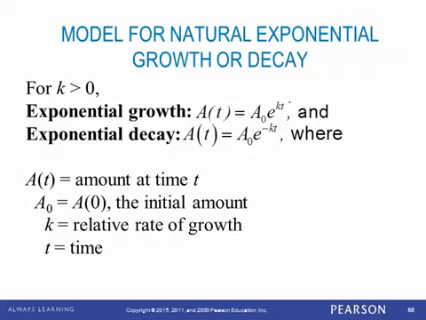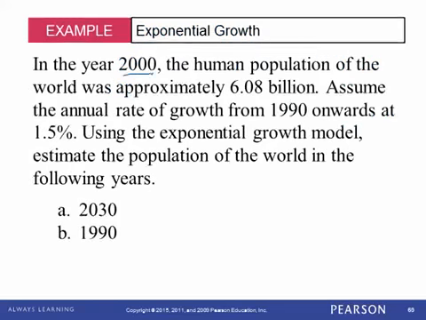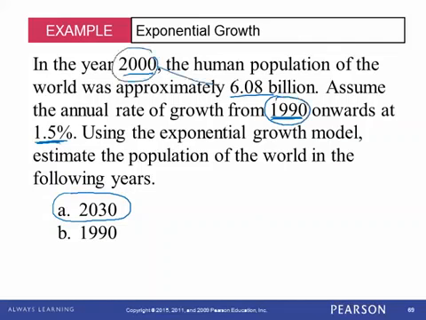Well, I guess we could do just one example from the textbook so we have it here. So in the year 2000, human population of the world was approximately this much. Assume that annual growth rate from 1990 onward was about this much. So using the model, figure out how much would be the world's population in 2030. We know that in the year 2000 it was 6.08 billion.